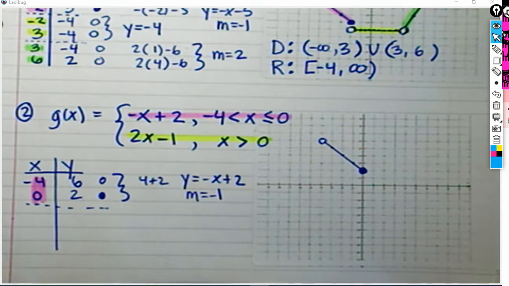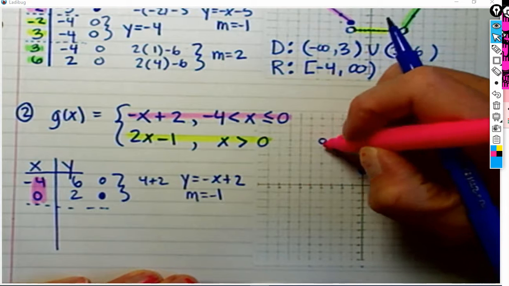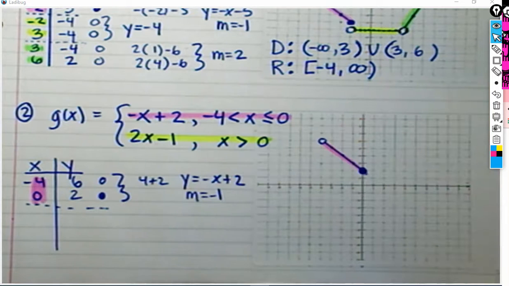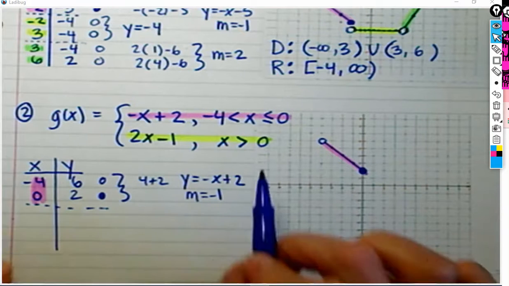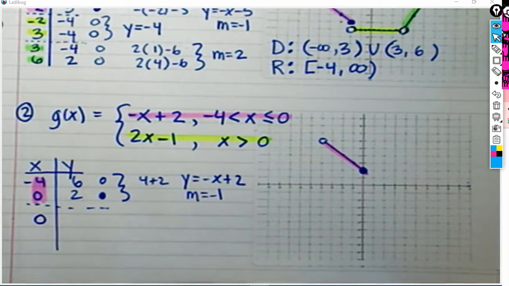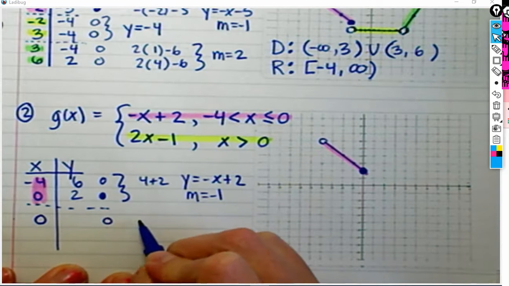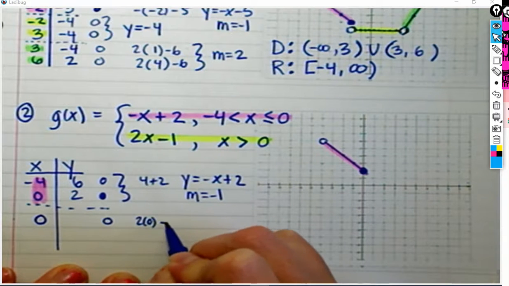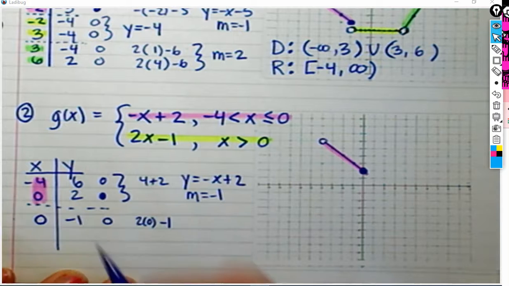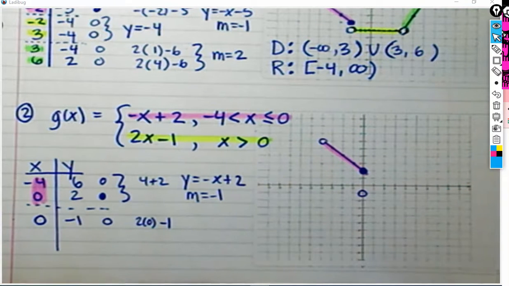I'm going to do the yellow part. So I got pink, and pink happens to be a line segment. Yellow only has one endpoint, and this one is open. So this is negative 1, so that's right here. Now this one only has one endpoint.